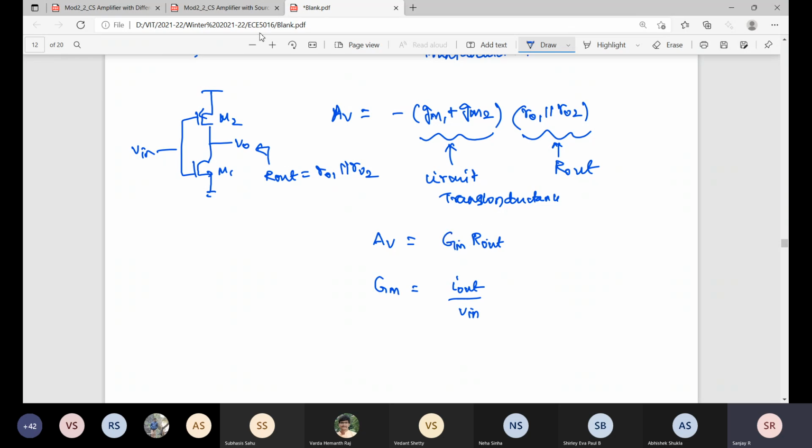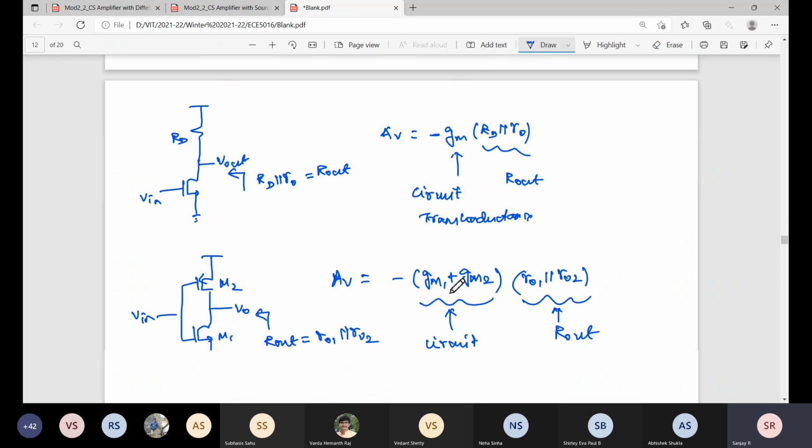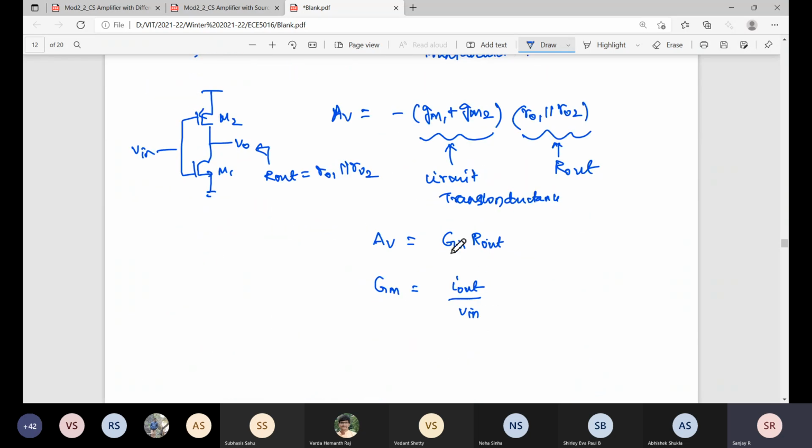gm. So let's take our common source amplifier. There gm is minus gm. I will explain later how the minus gm comes. Basically you have to understand this: the polarity of the gain is defined by the transconductance. If the transconductance has positive polarity, the amplifier is a non-inverting amplifier. If gm has negative polarity, the amplifier is an inverting amplifier. I will explain how that minus comes later.